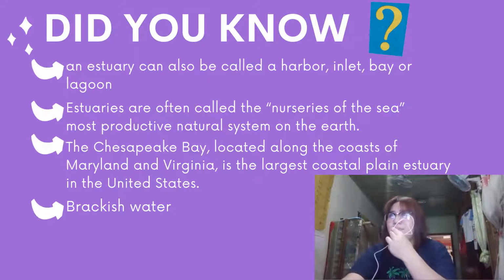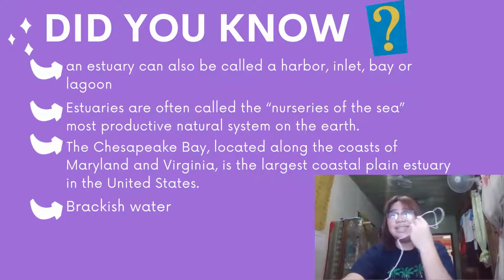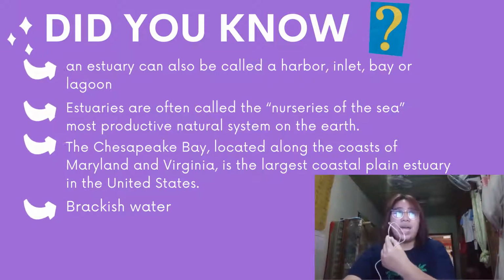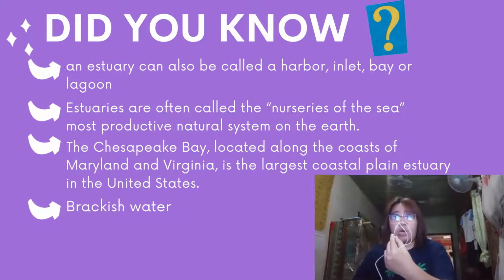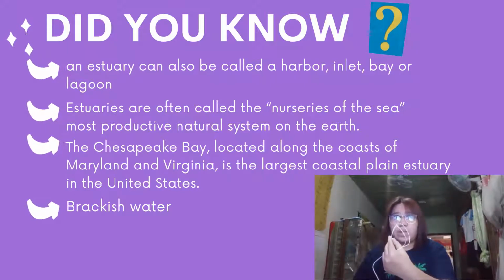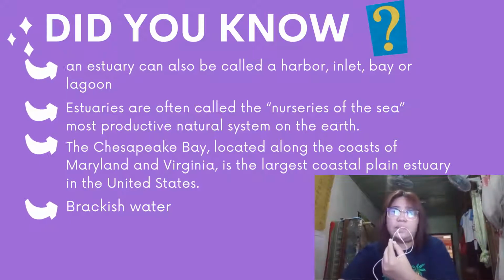The Chesapeake Bay, located along the coast of Maryland and Virginia, is the largest coastal plain estuary in the United States. And the last one is that an estuary has brackish water. Why? Because a freshwater river or stream joins the ocean in an estuary. The salty ocean meets a freshwater river in estuaries, resulting in brackish water. Thank you.